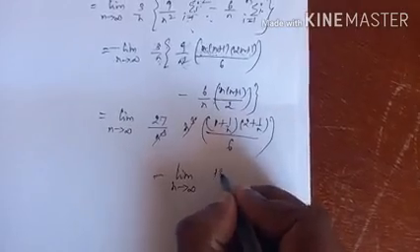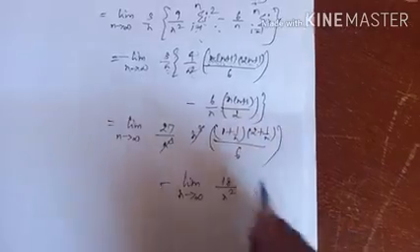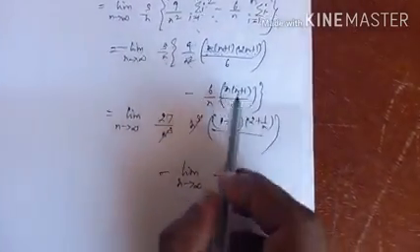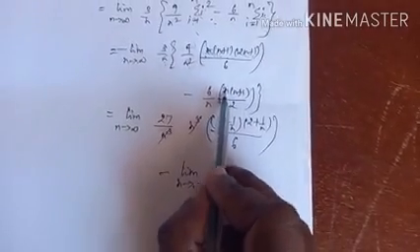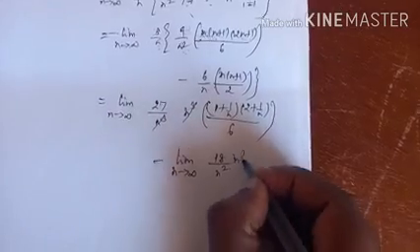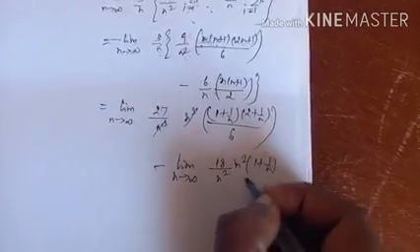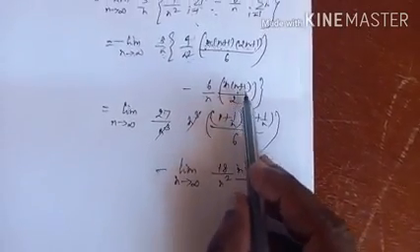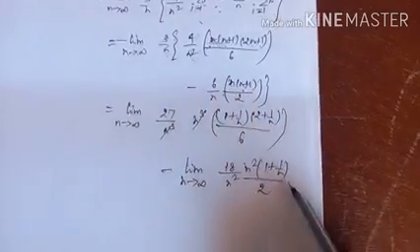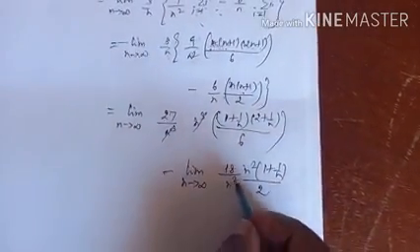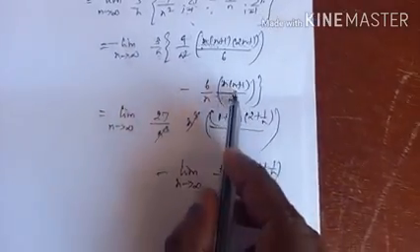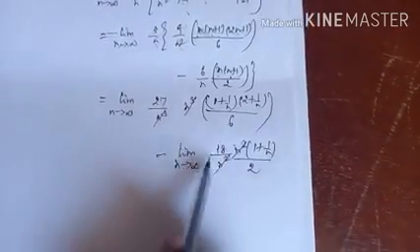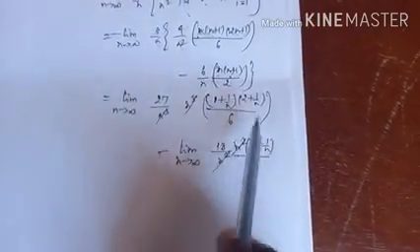3 into 6, 18 by n square, into, I have to take n outside, so it becomes n square into 1 plus 1 by n by 2. Since I need n in the denominator to substitute the infinity limit, 1 by infinity becomes 0, right? That's why I have taken n outside. There is n already outside, n square, and they get cancelled. Now you look at all the n's, they are in the denominator.